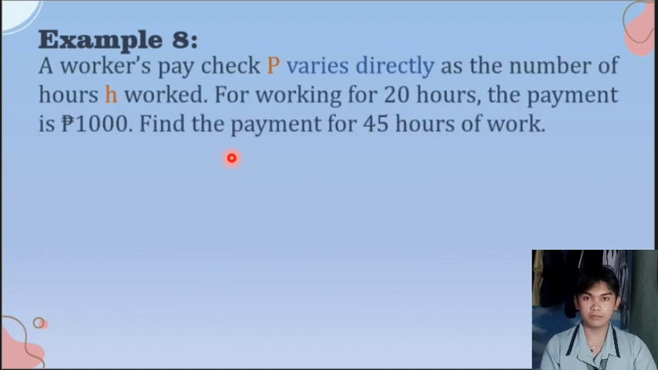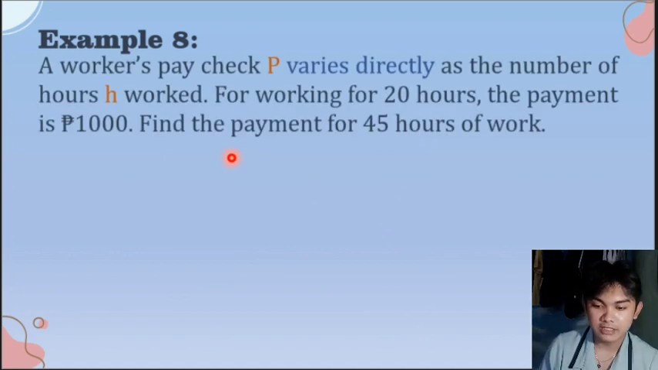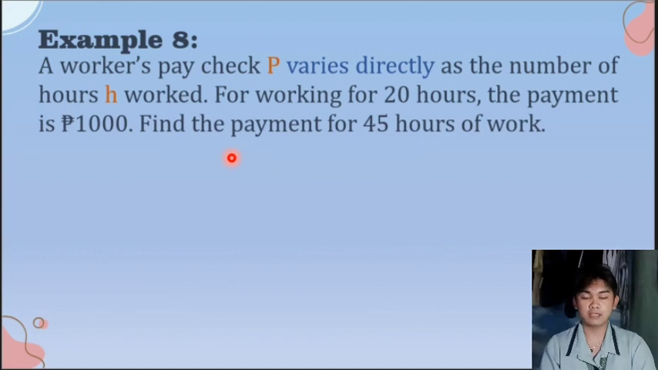So example number 8. A worker's paycheck P varies directly as the number of hours H worked. For working for 20 hours, the payment is 1,000 pesos. Find the payment for 45 hours of work.